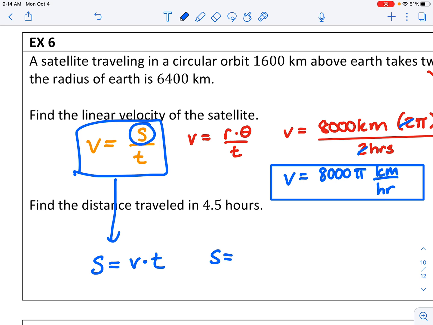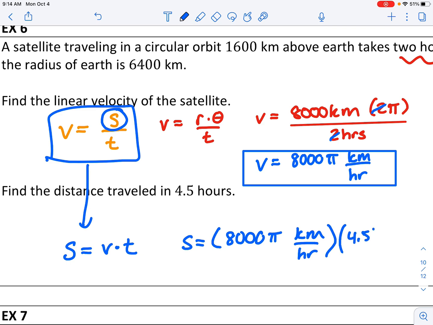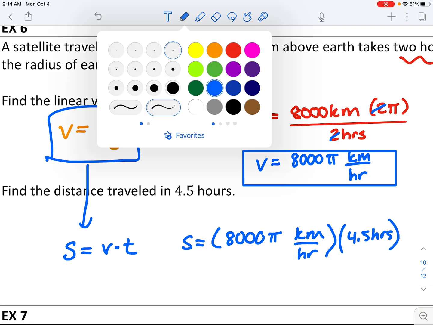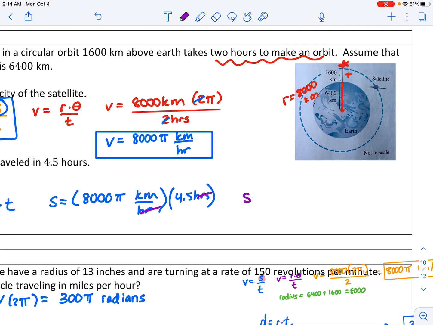So finding our S, our linear velocity, is what we just found, 8,000 pi kilometers per hour. And then our time is 4.5 hours. Our hours will cancel, and we end up with our arc length. And if you multiply that out, it's 36,000 pi. And our units are just kilometers, and that is our distance.